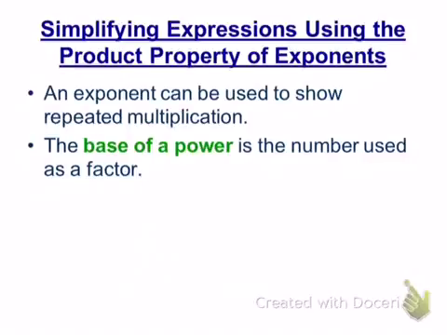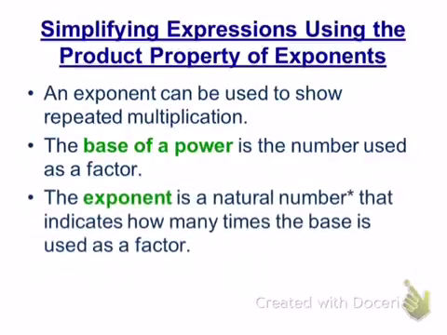Now, when a number is used as a factor, the exponent is a natural number. I've got an asterisk there that goes back to what we just talked about. If it's a natural number, then it's showing us how many times the base is used as a factor. If it's a negative number, or a fraction, or an irrational or rational number, it's telling us something else. Okay? Is everybody okay with that? All right, so let's look at some examples.